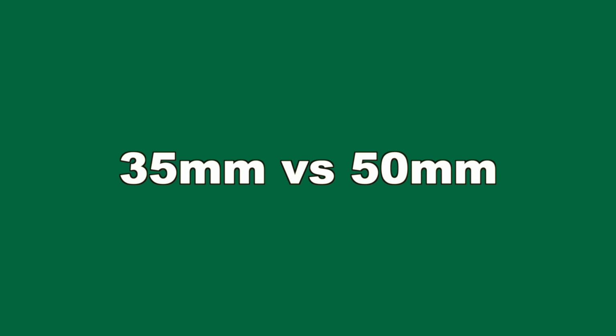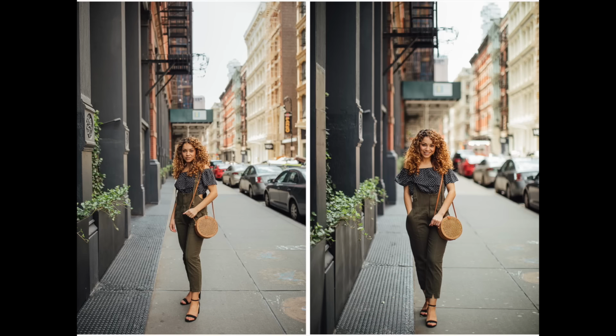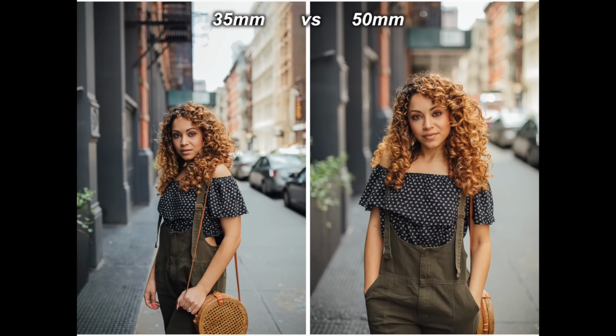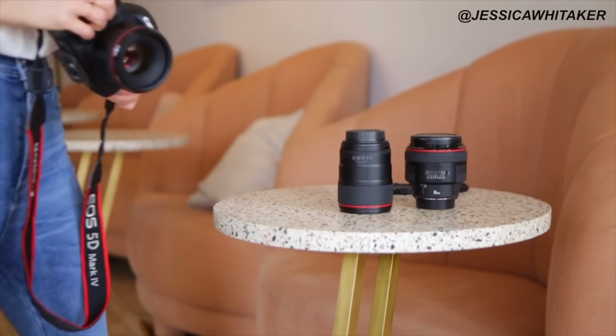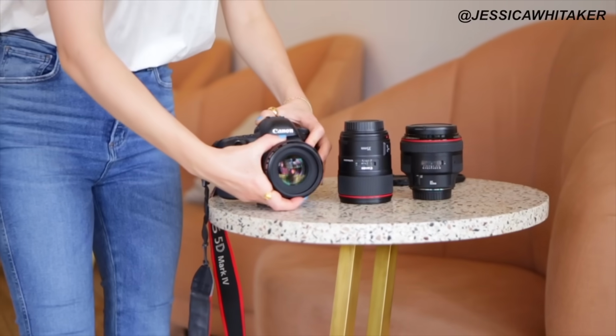35 versus the 50mm. As you can see in the full body shot, the background is slightly more compressed on the 50, but the 35 is a little bit more elongated. I would definitely suggest for these shots in particular the 50mm over the 35.